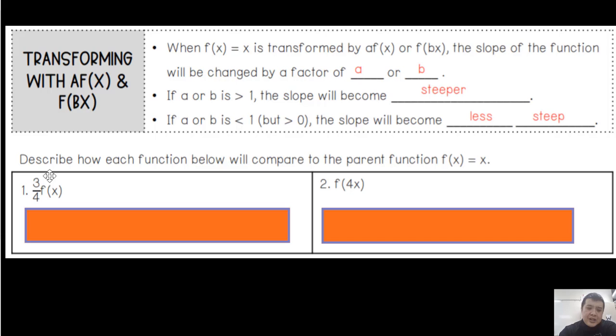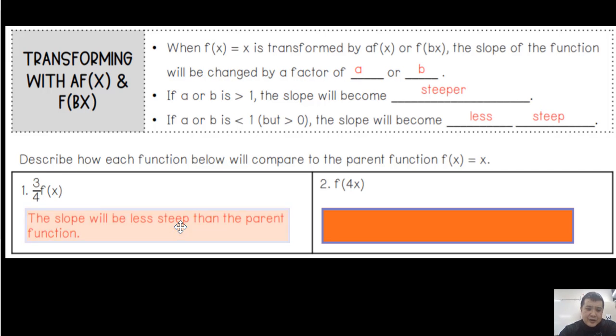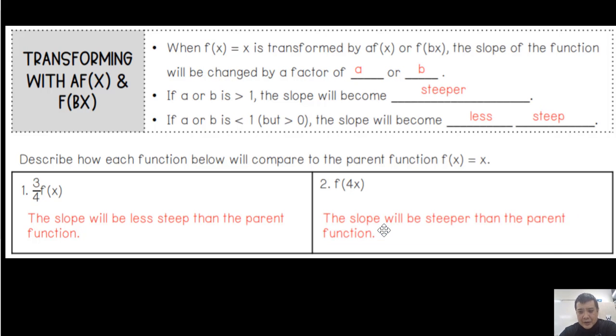Okay, so here it says describe how each function below will compare to the parent function of f of x equals x. 3/4 f of x is going to be less steep than the parent function because 3/4 is less than 1, excuse me. While f of 4 of x is going to be more steep than the parent function. And we'll talk about why that is the case later on in class.